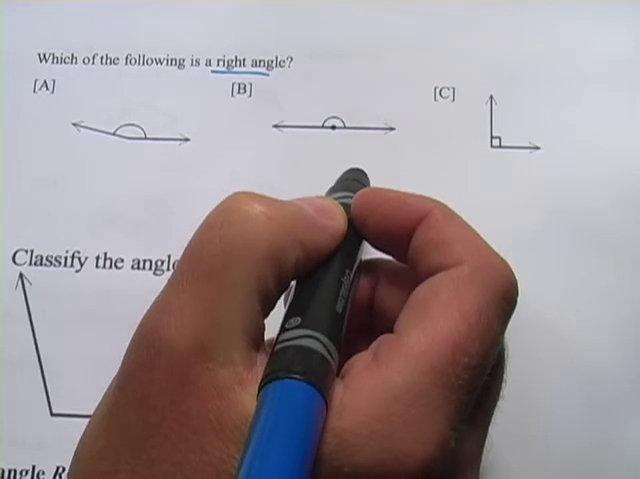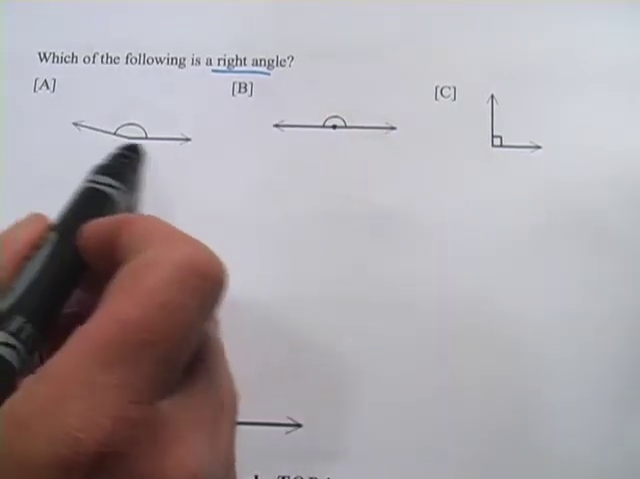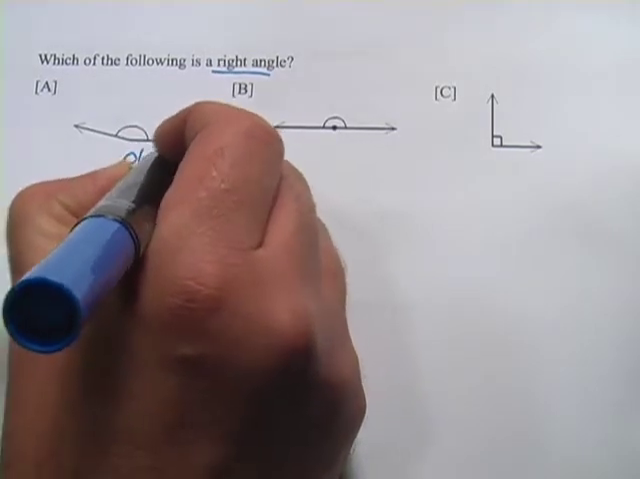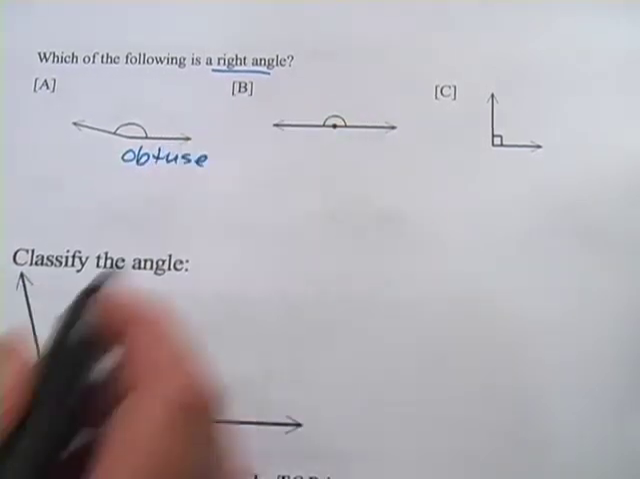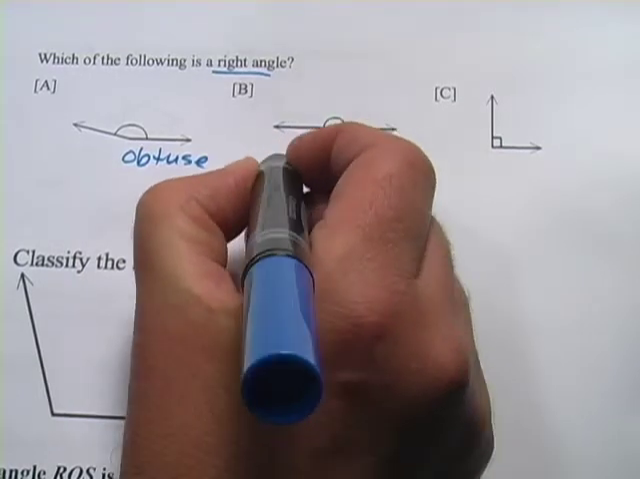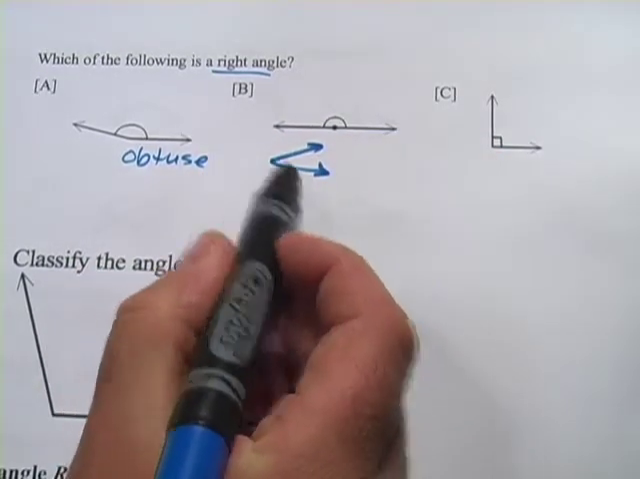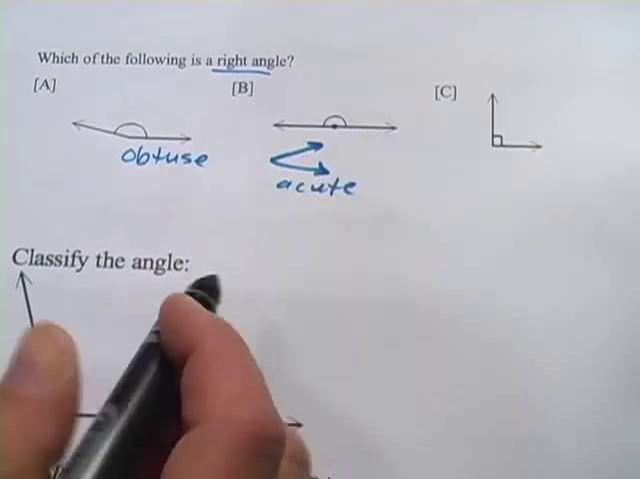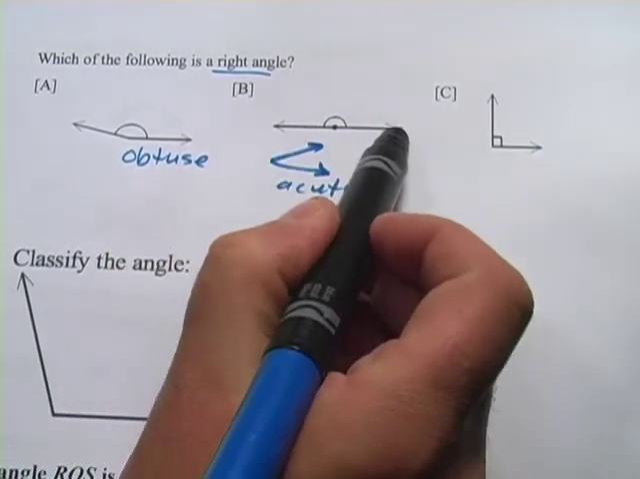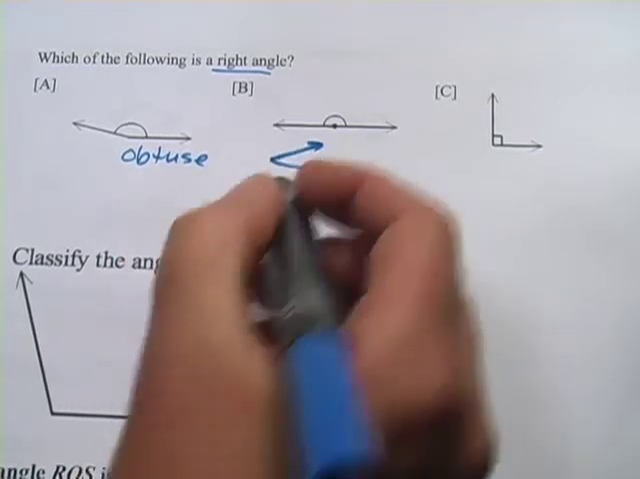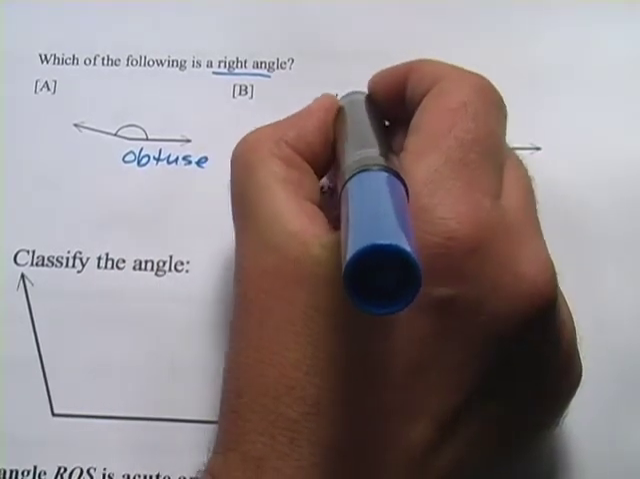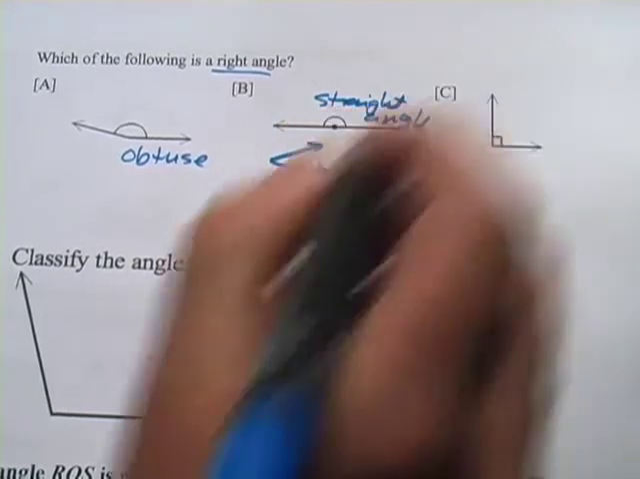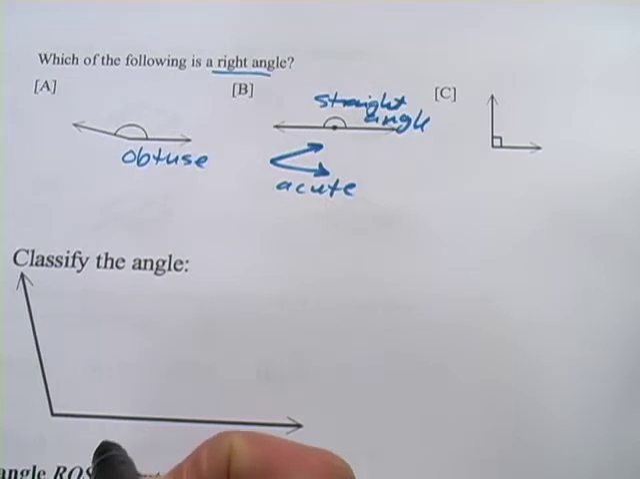Other types of angles here, well, this one, it's bigger, it's wider than a right angle. We call that an obtuse angle. There isn't one here, but if you have an angle that's smaller, more closed than a 90-degree angle, that would be acute. And if you have an angle that's all the way open, so it's a straight line, a 180-degree angle, we call that a straight angle. It's really a line, so a straight angle and a line are actually the same thing.